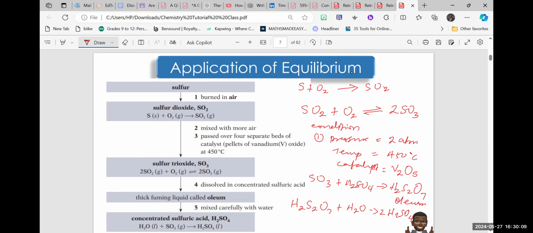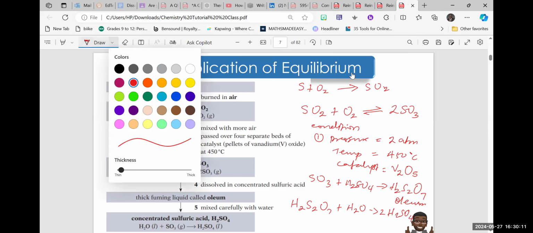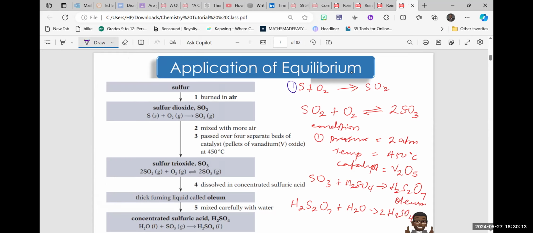So how many equations do we have now? Number one, roasting of sulfur. Number two, converting sulfur dioxide to sulfur trioxide. Number three, dissolving sulfur trioxide in sulfuric acid to form oleum. And number four, dissolving oleum in water to form sulfuric acid. That's the process.